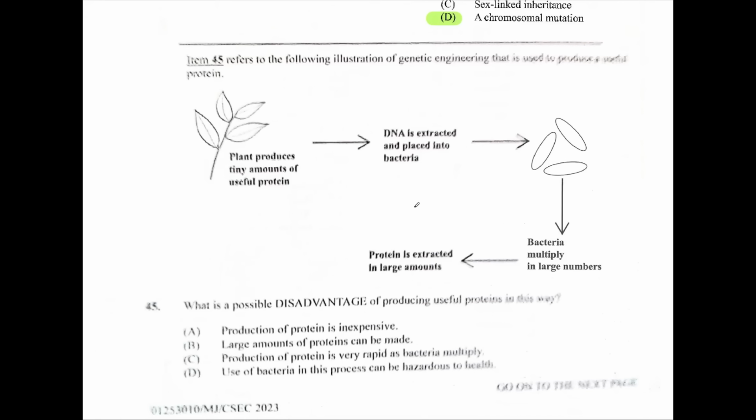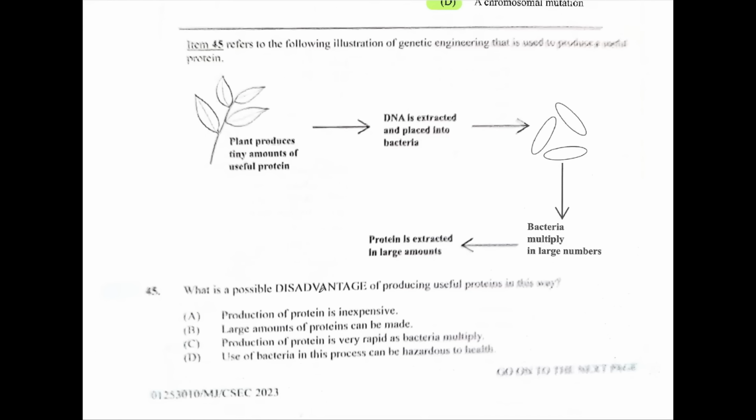45 refers to the following illustration of genetic engineering that is used to produce a protein. What is a possible disadvantage of producing useful proteins in this way? Produce large amounts of protein is inexpensive. Large amounts of proteins can be made. We're looking for a disadvantage. Production of protein is very rapid as bacteria multiply. Use of bacteria in this process can be hazardous to health. So 45, we are going with D. That's the only one that presents a disadvantage.